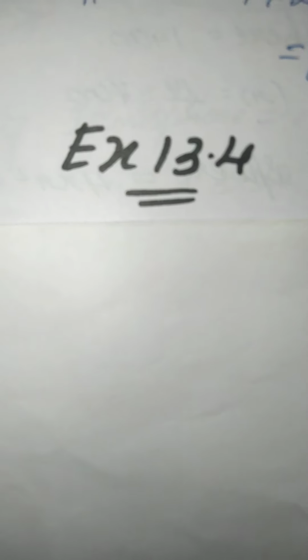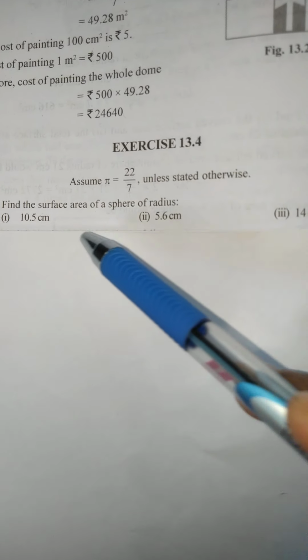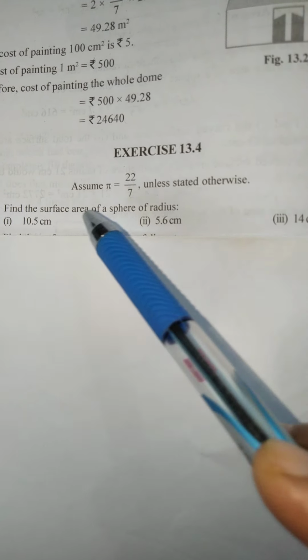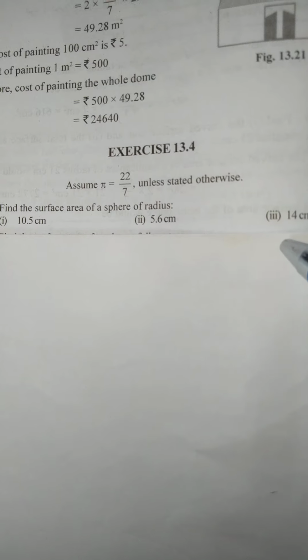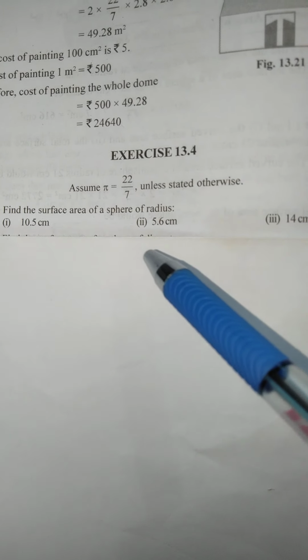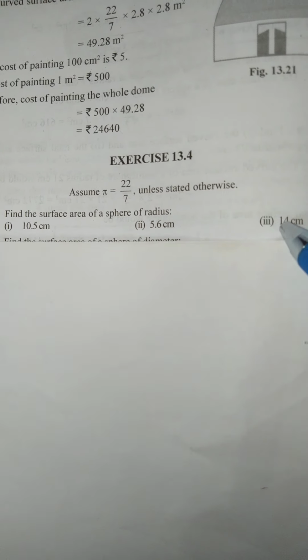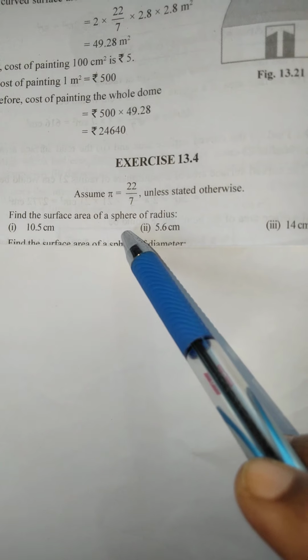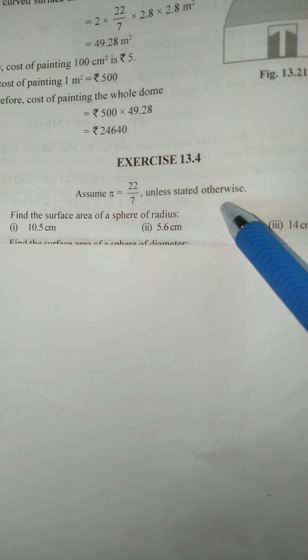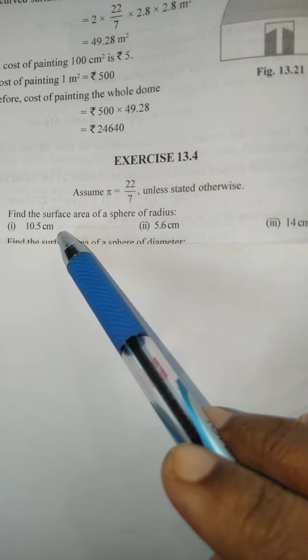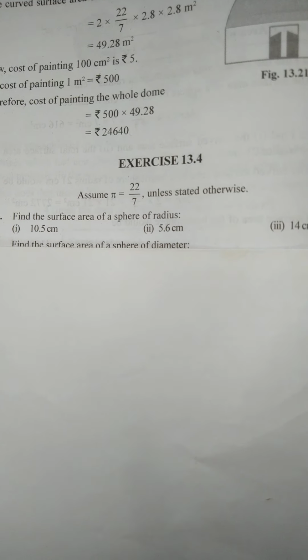Now we are going for exercise 13.4. In our exercise 13.4, the 3 questions are of the same type only, children. So I am going to explain only the first sum and I will show the notes for the second and the third sum. Hence you need to understand and copy that, children. They have asked to find the surface area of the sphere of radius. Means all these 3 are radius. Surface area of sphere formula is 4 pi r square. Using that I am going to find the surface area for the first question. I will show you, children.